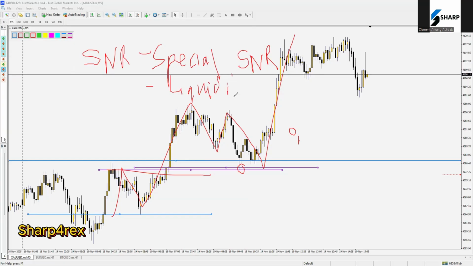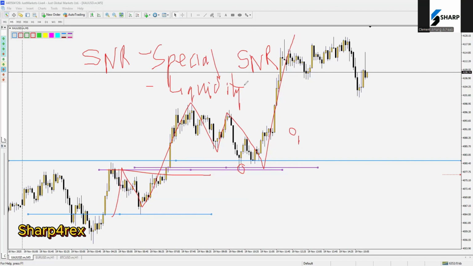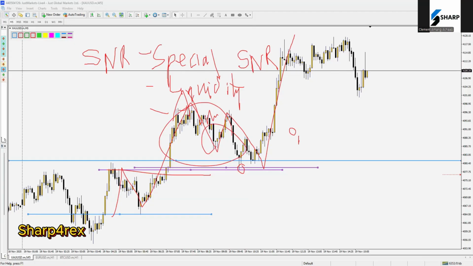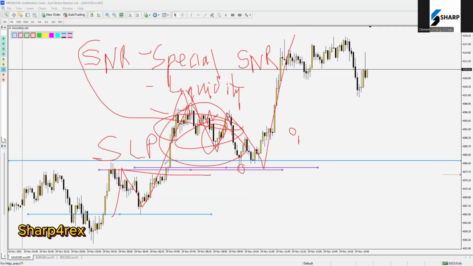So the SNR, what does that mean? It makes it stronger. And then there's the Almighty as well. I have the Almighty pattern. The Almighty pattern showed here. It played out here. So people in my mentorship will understand that the Almighty also played out here. Now, apart from the SNR alone, we also have another system, SLP. It's also there. So you can use that to also take this trade.